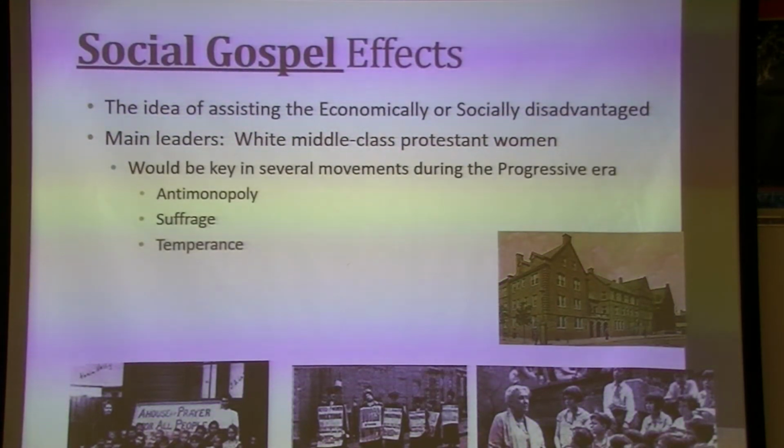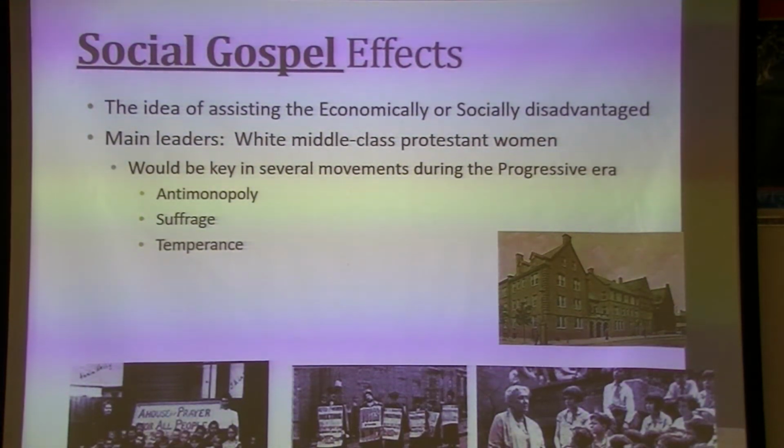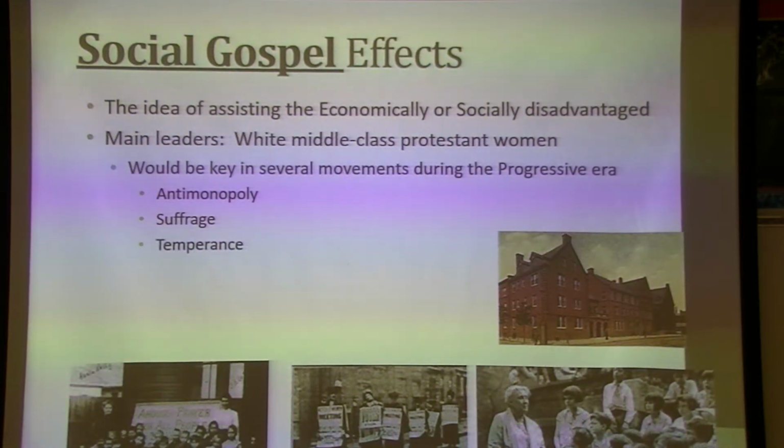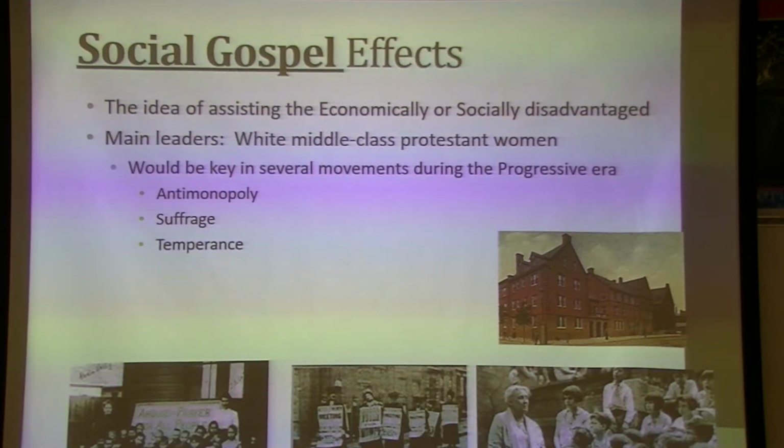Many of them are going to be working in the settlement houses. A lot of them are going to be in these different movements that we're going to see in the progressive era. Ida Tarbell with the anti-monopoly movement there, she was one with that idea, and that we need to have something for the common person. The suffrage movement we're going to go into a lot in this section, and later on the temperance movement.